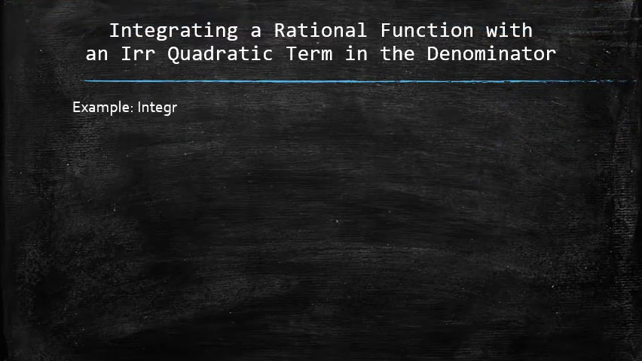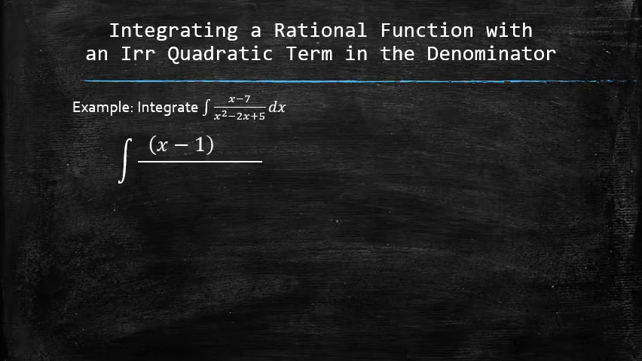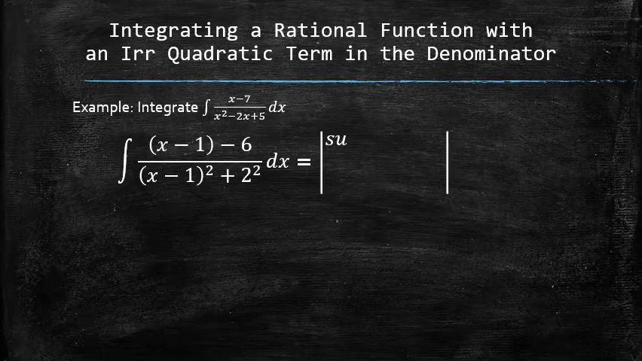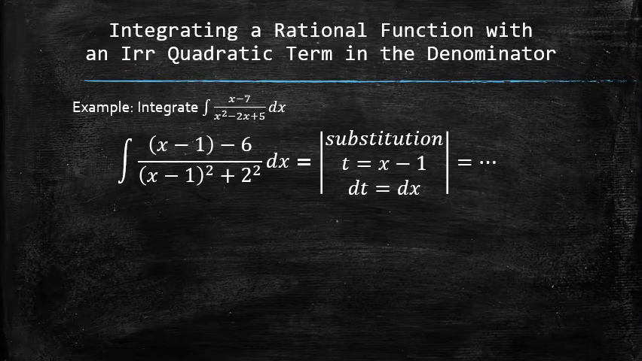Let's do an example. We complete the square in the denominator and add and subtract 1 in the numerator, and then we set up a substitution by setting a new variable, let's say t, equal to x minus 1, and expressing dt in terms of dx.